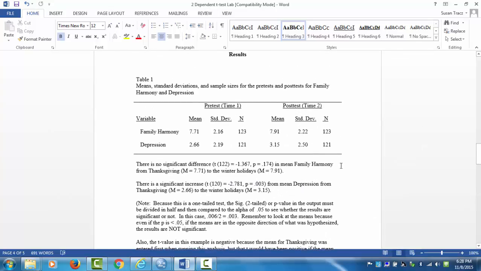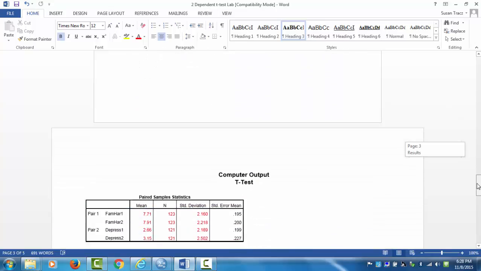First of all, we're going to create a table of mean, standard deviation, and sample sizes for the pre-test and post-test for family harmony and for depression. So here are my variables, family harmony and depression. Here's my pre-test time 1, my post-test time 2, mean, standard deviation, and sample size. I've got that twice. And I'm simply going to copy my information.